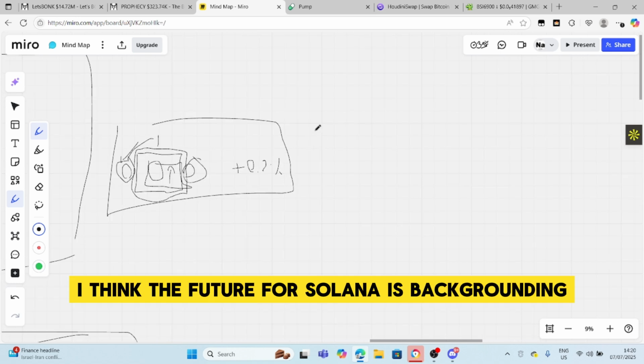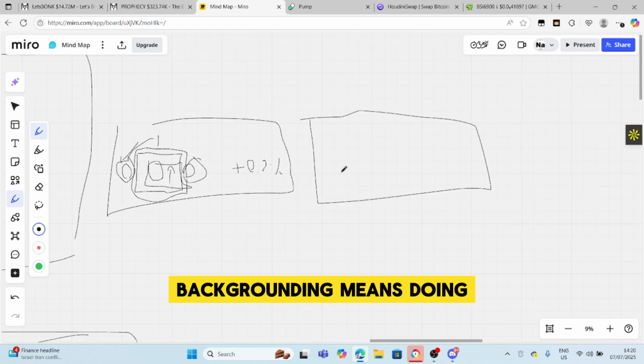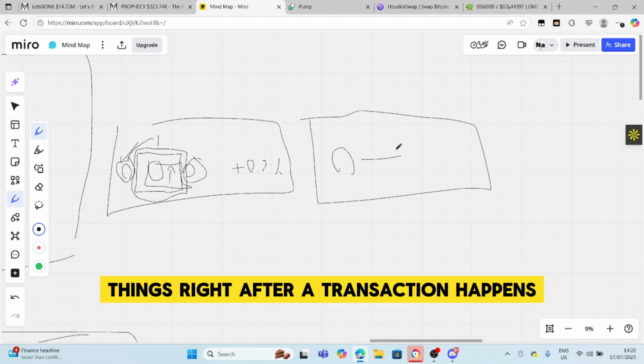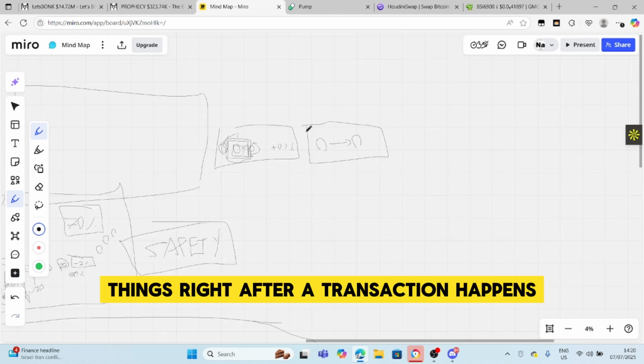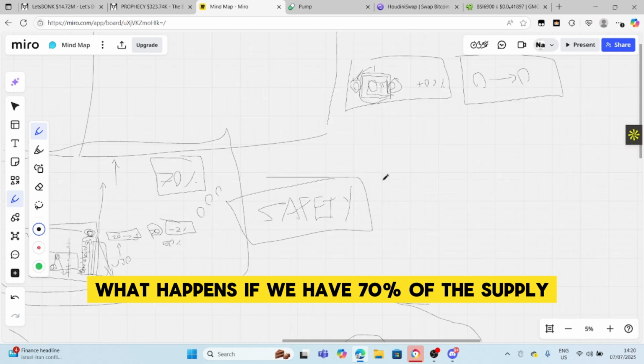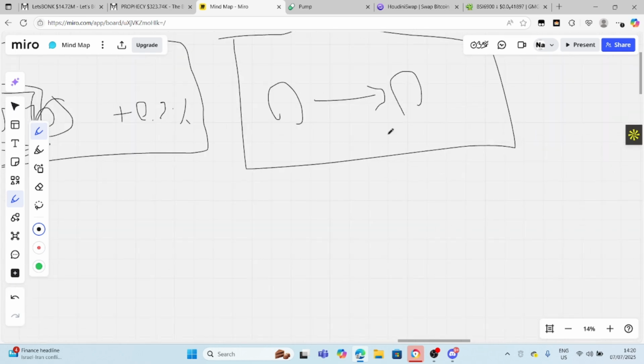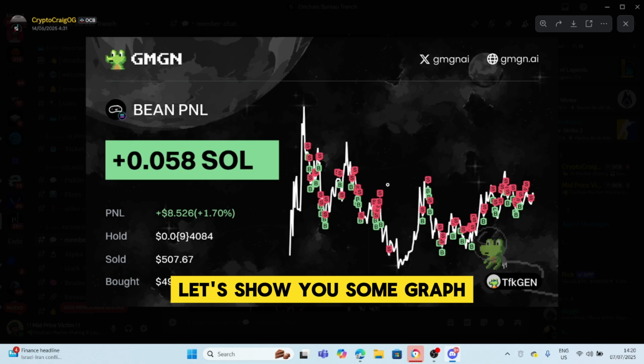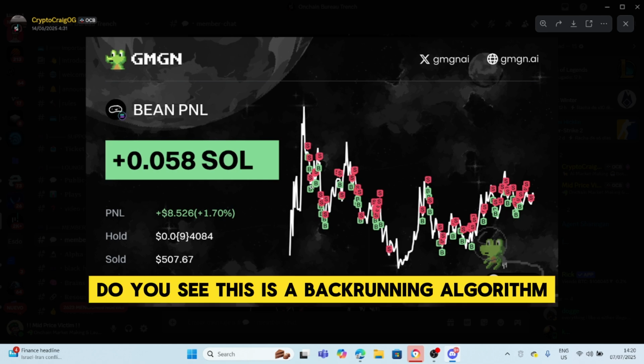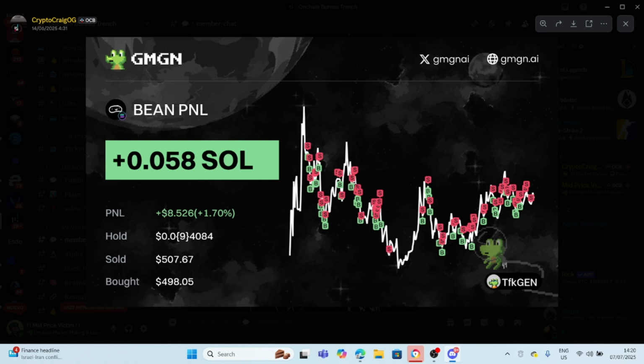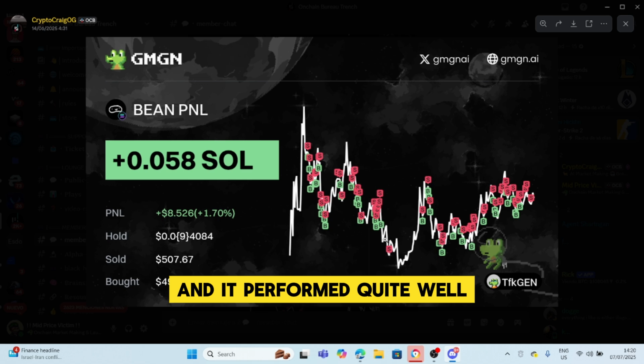Now for me, I think the future for Solana is backrunning. Backrunning means doing things right after a transaction happens. What happens if we have 70% of the supply? Let's show you some graph. Do you see, this is a backrunning algorithm, and it performed quite well.